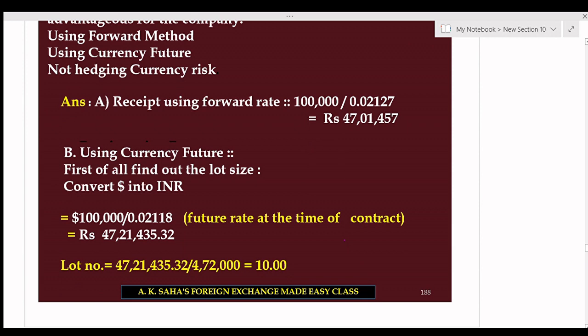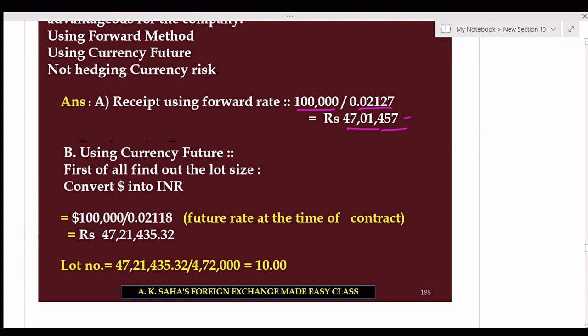Now come to the forward rate. Received using forward rate: $1 lakh divided by forward rate 0.02127 is equal to 47,01,457. This comes to 457 because it is a fraction. Since it is an indirect quote, you divide it. And if a currency pair is given, then it will be divided by the ask rate, not the bid rate, the ask rate.